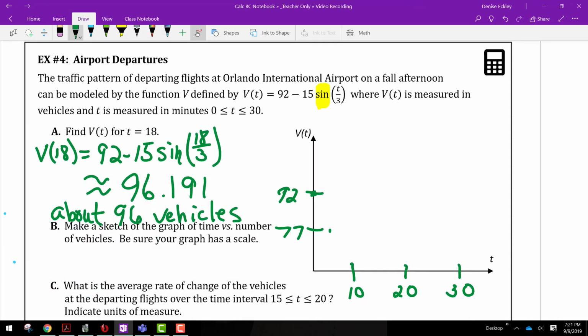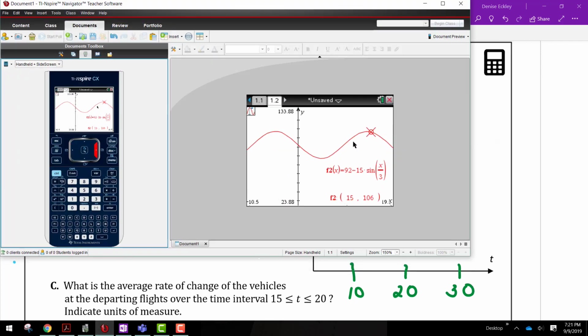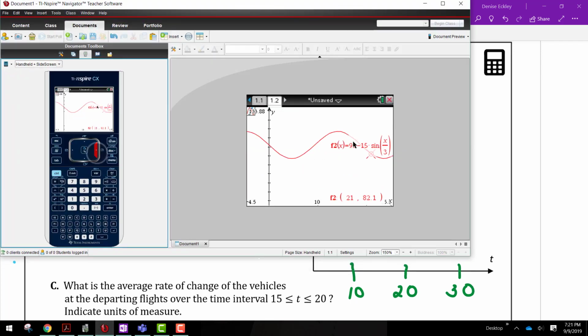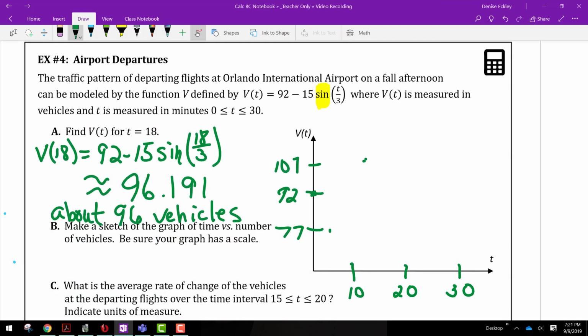So that's almost halfway. Here's 107. And here is right around there. And then there is one more minimum in our time frame, because we're going to 30. And we'll see that there's a minimum at 23. And it's a symmetrical graph because it's a sine graph. So the minimum is again at 77, so that's almost at 24. So we're like right here. So our picture looks something like a nice sine graph like that. Okay, so that's a good sketch.